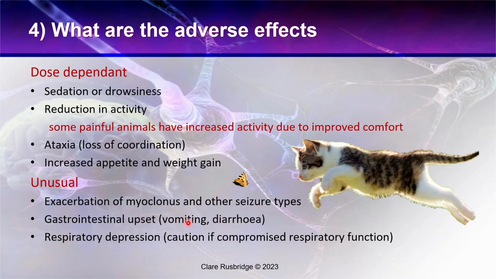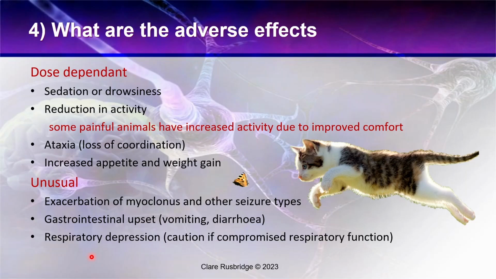Most of the time, this is a coincidence, and you find that if you try the tablet again, it's absolutely fine. But there will be occasional rare animals that can't tolerate having gabapentin because of vomiting and diarrhea. And a very rare side effect, which has only been reported in humans, but I'm putting it in here just in case, is that it has been associated very rarely with respiratory depression.